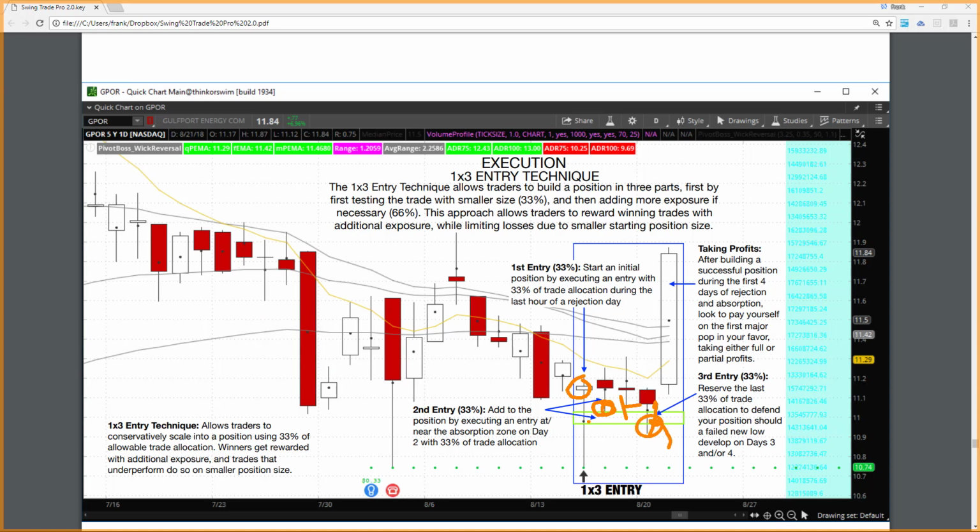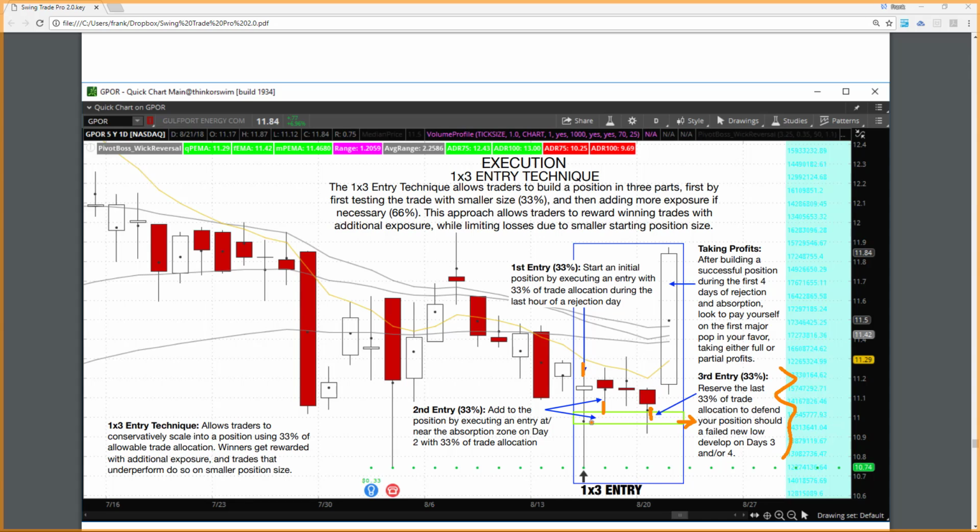So again, being able to enter anywhere in here, anywhere in there, right? It could be right back at the midpoint. It could be upon actually seeing the rejection of 2-day lows. It could be in the last hour of the day, right? But you're adding exposure on this day after the pullback. And again, 1/3 here, 1/3 there, 1/3 there, and now you're in a full 100% trade. So you reserve the last 33% of trade allocation to defend your position should a failed new low develop on days 3 and or day 4.